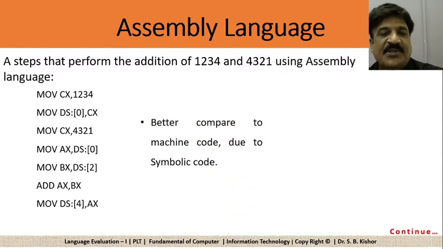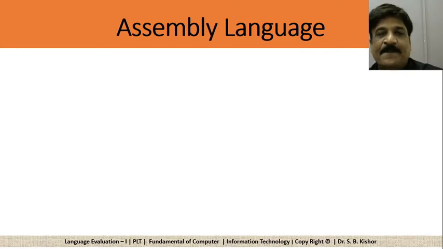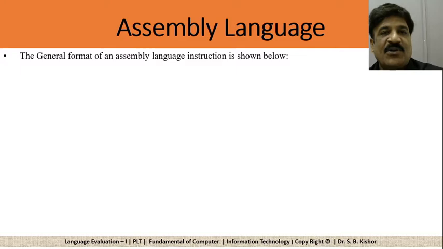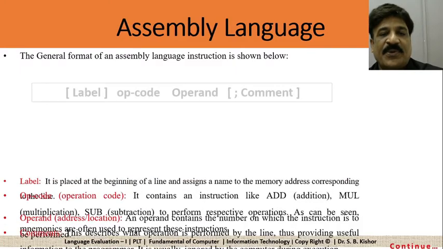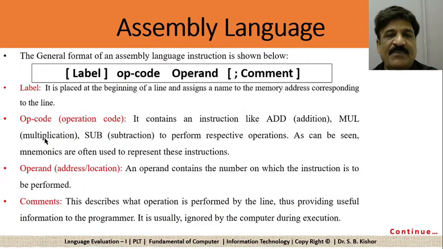Better compared to machine code due to what? Symbolic code. It looks much better. So what is the general format of writing assembly language code? It is label followed by opcode and followed by operand. It means the label and operand are optional things. You need to specify the opcode and operand.